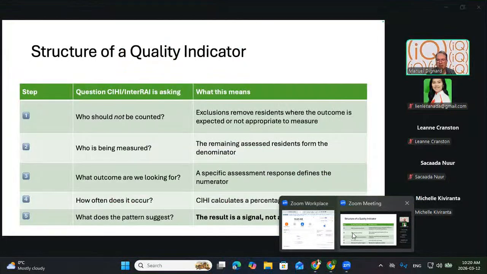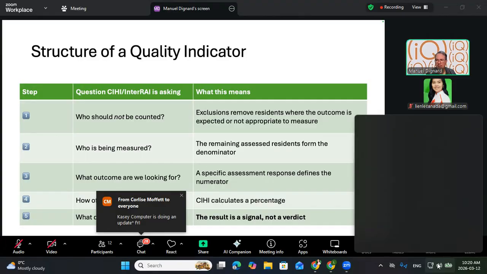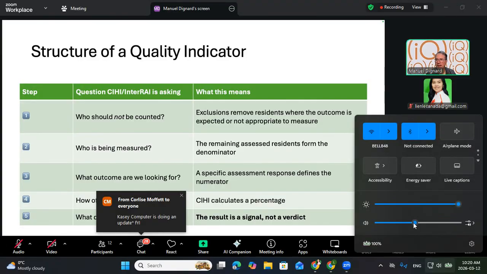Every single QI, no matter what it measures, is built exactly the same way.